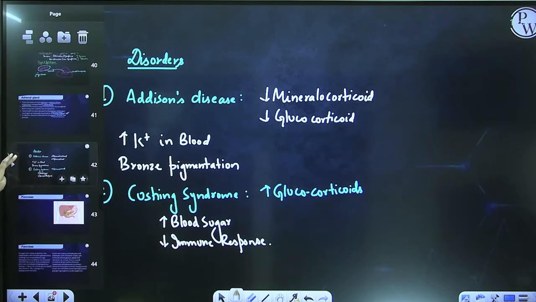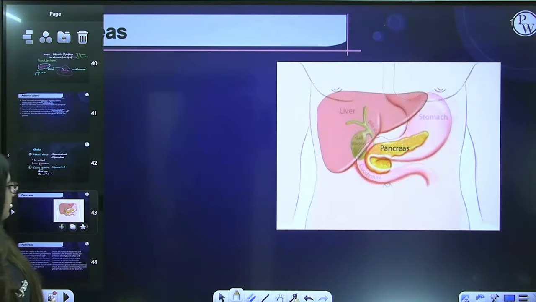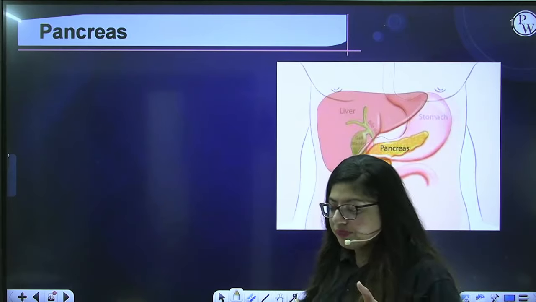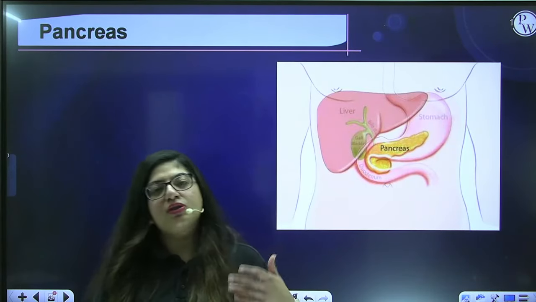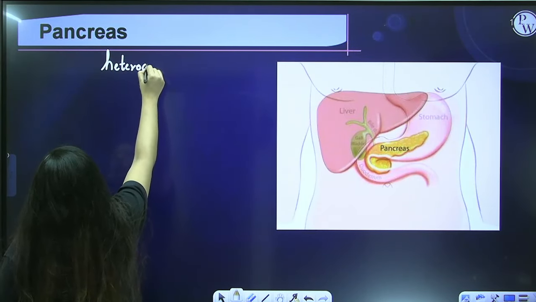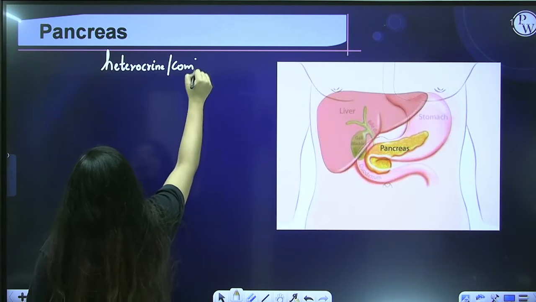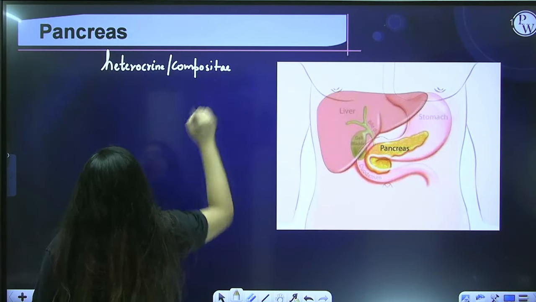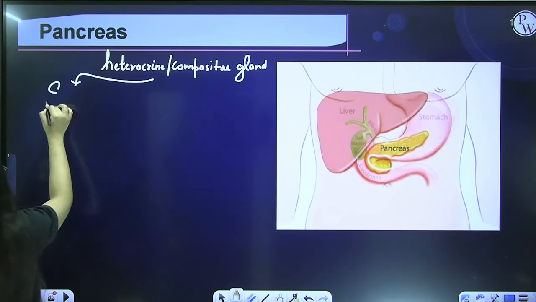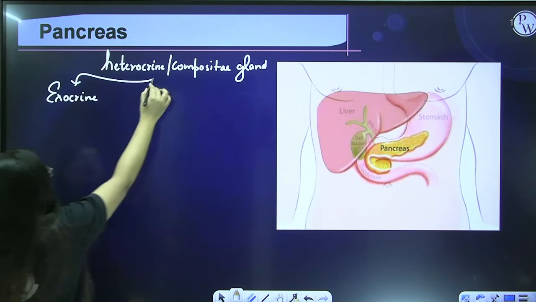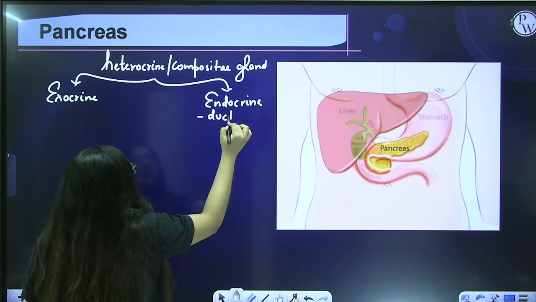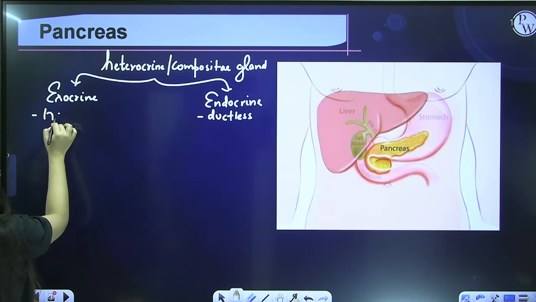All right. So we'll be solving questions based on this. But first, let's discuss the pancreas. The pancreas is also part of your digestive system, and it is also an endocrine gland. So you call it a heterocrine gland. What do you call it? Heterocrine or composite gland. What is a heterocrine or composite gland? A heterocrine or composite gland is a gland which has two portions, one with a duct, another without a duct.